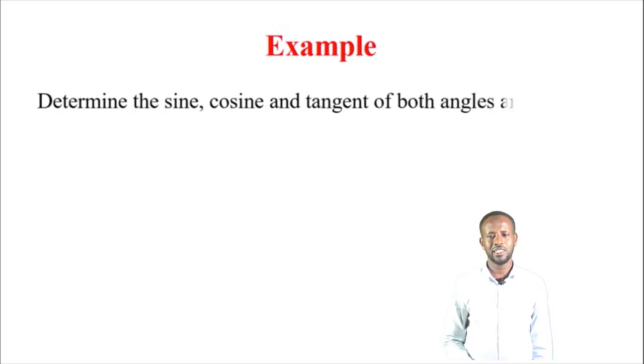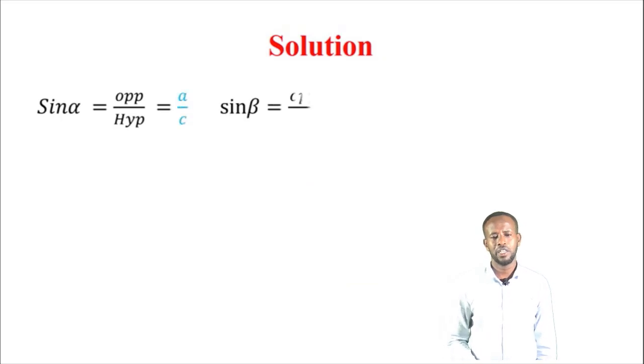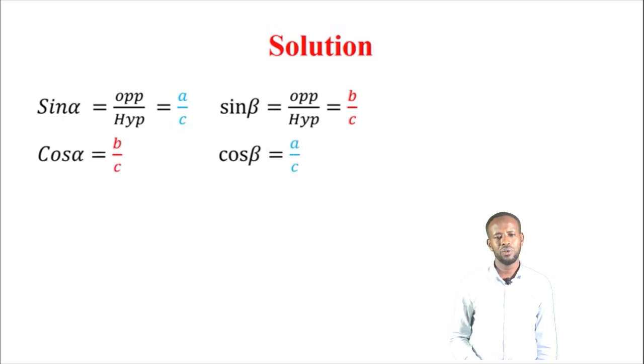Determine the sine, cosine, and tangent of both angles and compare them. This figure is a right angle triangle. We must find the sine, cosine, and tangent of alpha. When we finish that part, we will try to find the sine, cosine, and tangent of beta. Sine alpha will be A over C. Cos alpha will be B over C. Tan alpha will be A over B. Sine beta is B over C, cos beta is A over C. Look, there are some similarities, isn't it?